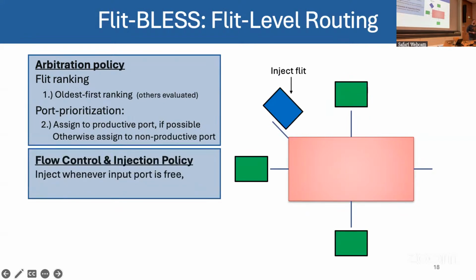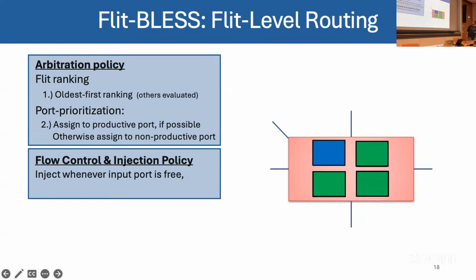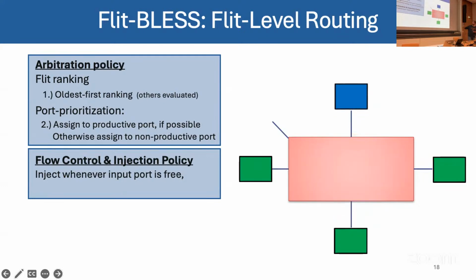The second part of the routing algorithm is the control flow and injection policy. So how do we inject FLITs into the system? We can actually just inject FLITs whenever an input port is free, because when an input port is free, that means there will also be a non-occupied output port. So we just insert the FLIT, and then we continue with the arbitration and the routing as normal. So that's completely local.